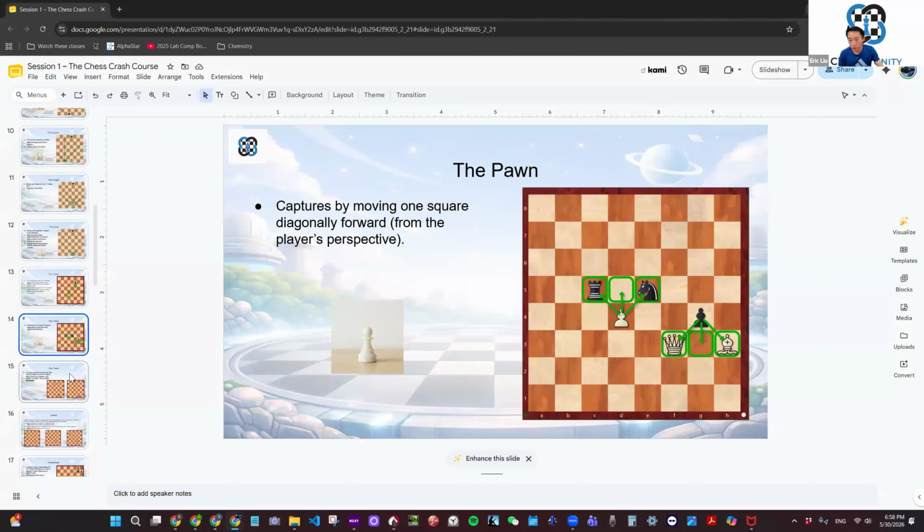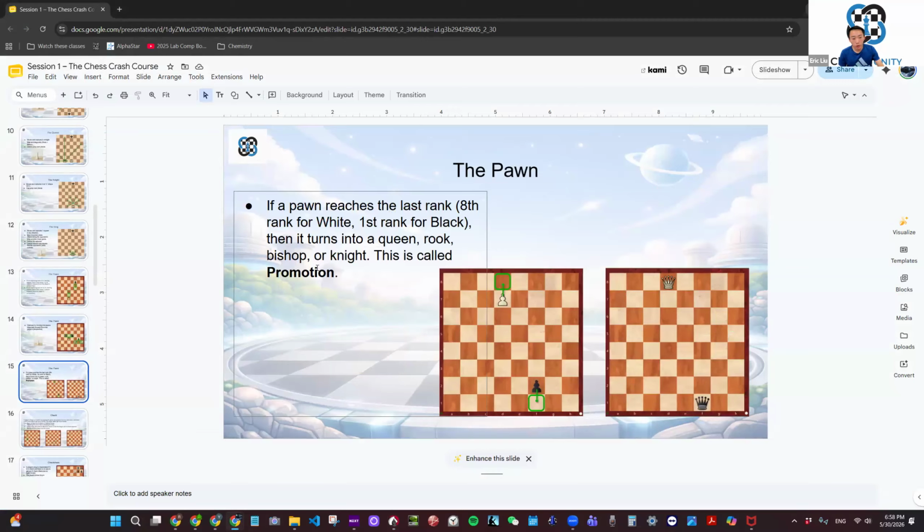One more rule for the pawn. Pawn promotion. That's when a pawn is almost at the top of the board from the player's perspective. So if the white pawn is on the 7th rank, then if it moves to the 8th rank, it turns into another piece. It can turn into a queen, a rook, a bishop, or a knight.